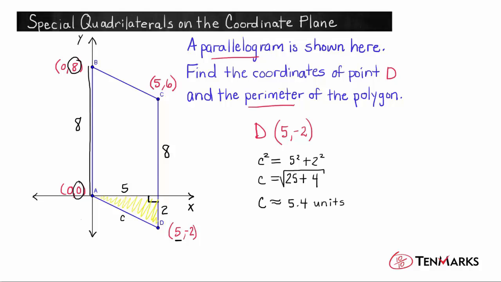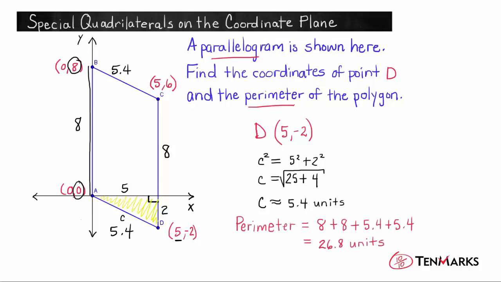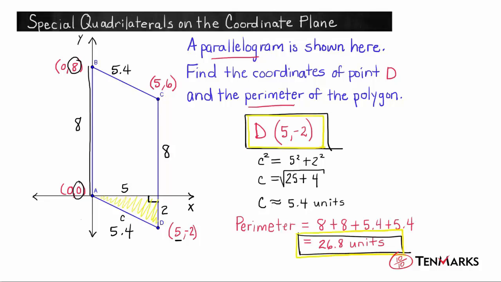So let's put that over here on our graph. We've got that side AD is going to equal 5.4 units, and we know that the opposite parallel side has to have the same measure of 5.4 units. So all that's left to get the perimeter is just adding the 4 sides together. That's going to give us 8 plus 8 plus 5.4 plus 5.4, or 26.8 units for a perimeter. Now you know a bit more about special quadrilaterals on the coordinate plane. See you next time.